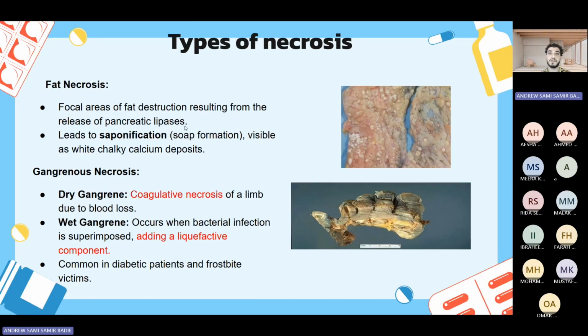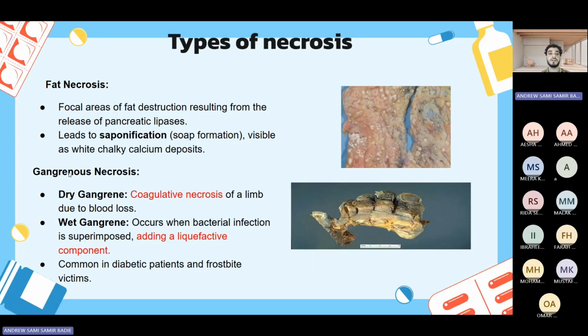The fourth type of necrosis is fat necrosis. Fat cells can sometimes be broken down by enzymes, and it leads to a process called saponification. Whenever these enzymes break down the fat, it causes soap formation, and you can see in the picture these white chalky deposits.